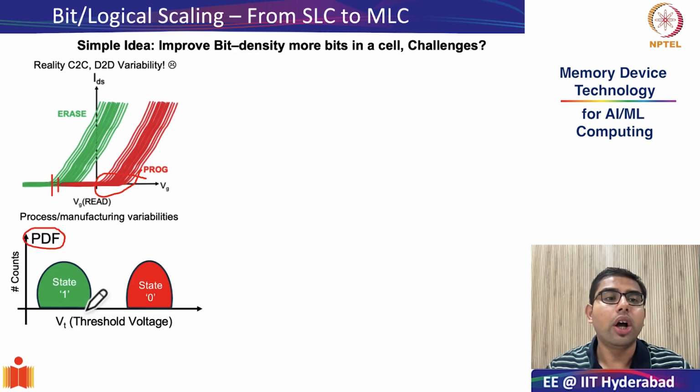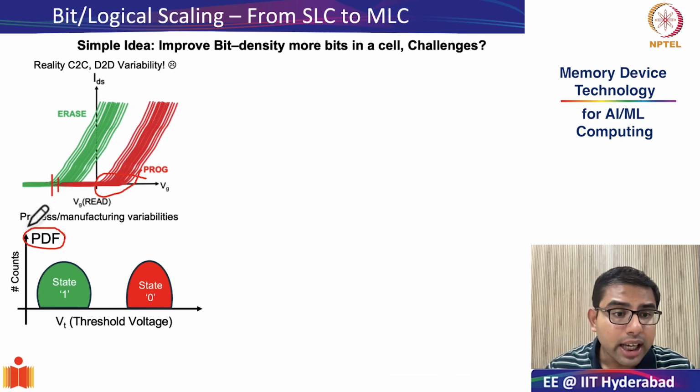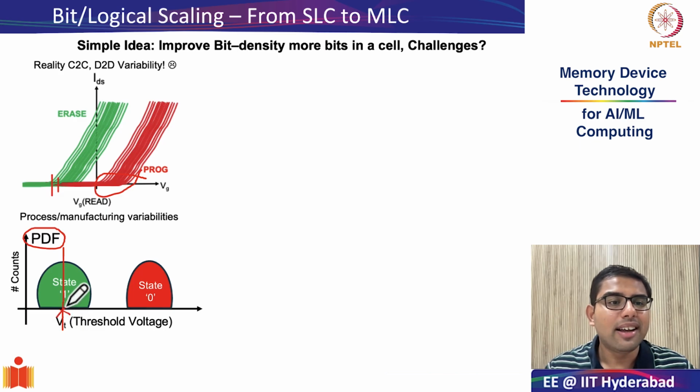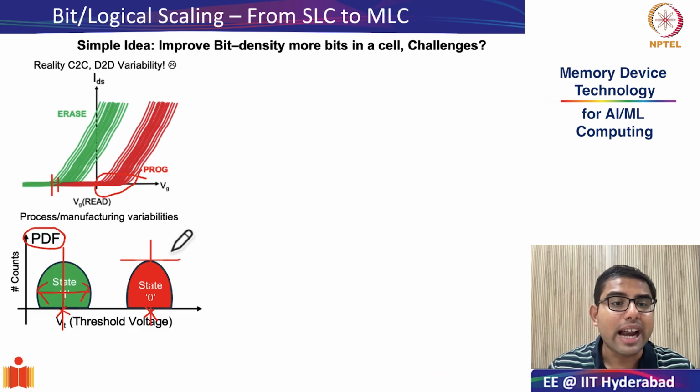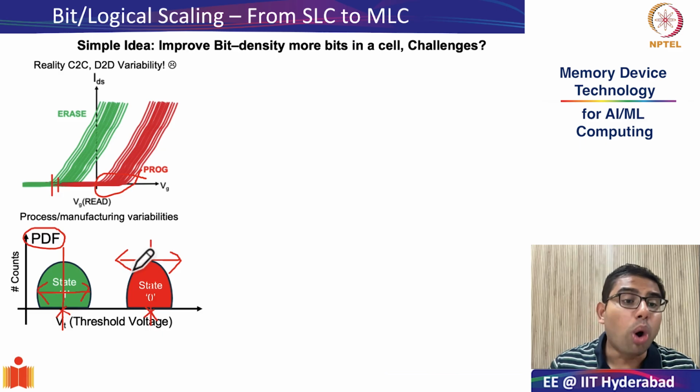Okay. And when you do it multiple times, you get these probability distribution functions, which have a particular mean. The mean for state 1 is the average value at the erase state, and the mean for state 0 is the average value at the program state. But also, as you can see, there is a significant standard deviation in both the states. So it is not enough to look at just the best values or mean values. You also have to worry about the standard deviation.